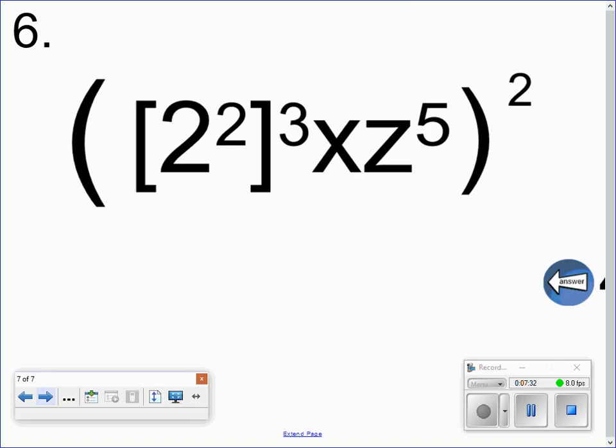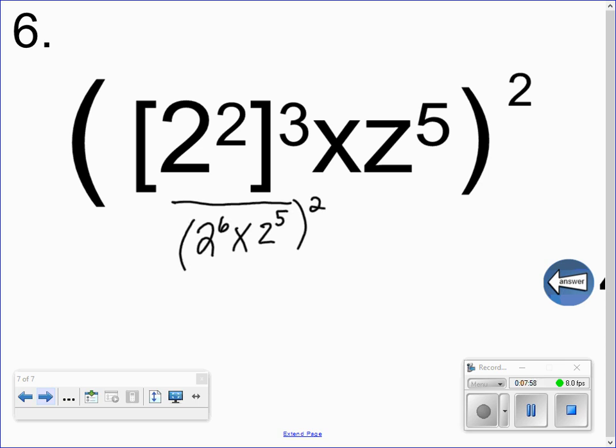Okay, looking at this one, we're going to work our way from the inside out. So we're going to start with this 2 squared cubed. Because this is a power of powers, we're going to multiply the exponents here. So this becomes 2 to the 6th. We haven't done anything else with anything else that's in here, so this is still x z to the 5th. And all of that, remember, was being raised to the second power.